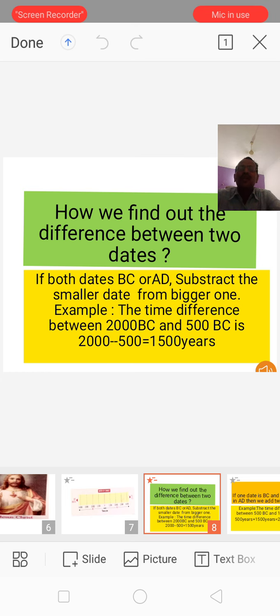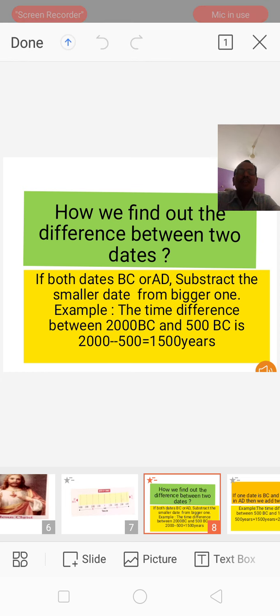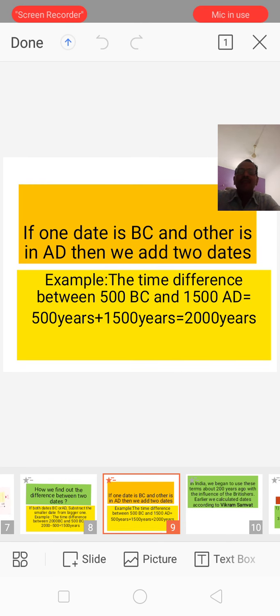If both dates are BC or AD, then we subtract the smaller date from the bigger one. Example: the time difference between 2000 BC and 500 BC. 2000 minus 500 is equal to 1500 years. We get the answer 1500 years. So this is the trick. It means if both dates are in BC or AD, then we subtract the smaller date from the bigger one. Clear?